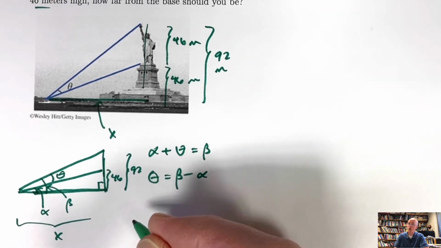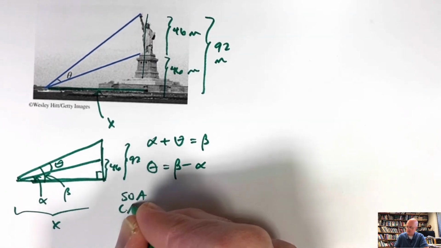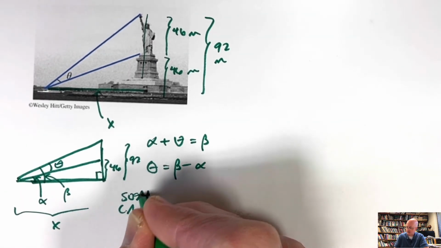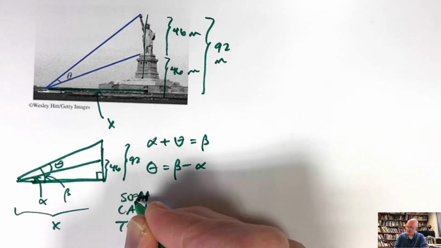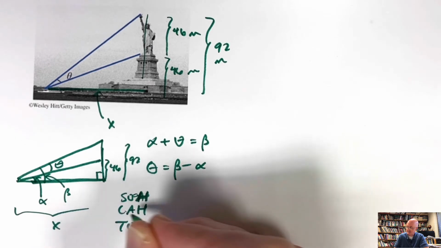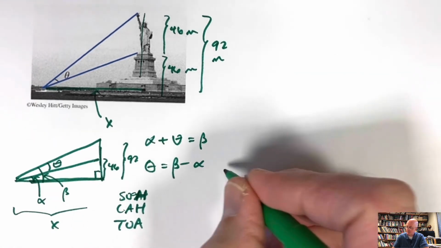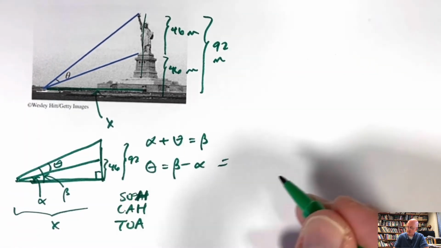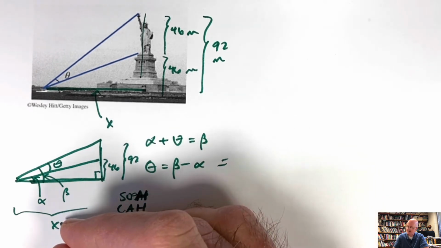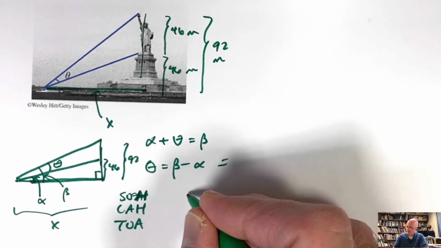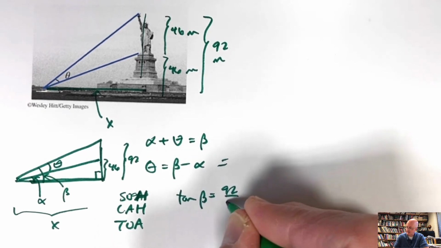Think about SOHCAHTOA. Oops, I spelled that wrong. You want to spell it right. SOHCAHTOA. Sine is opposite over hypotenuse in a right triangle. Cosine is adjacent over hypotenuse. Tangent is opposite over adjacent with respect to an angle. For beta, you're thinking about the big triangle. Its opposite side is 92. Its adjacent side is x. Tangent of beta, TOA, is 92 over x.